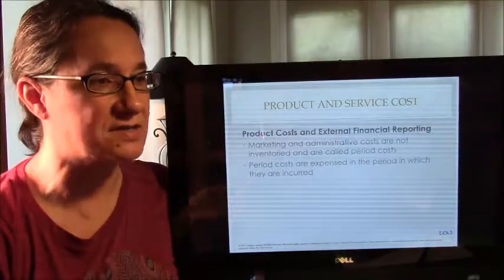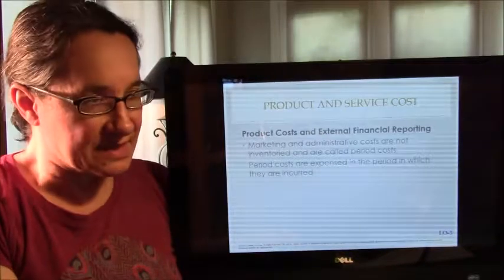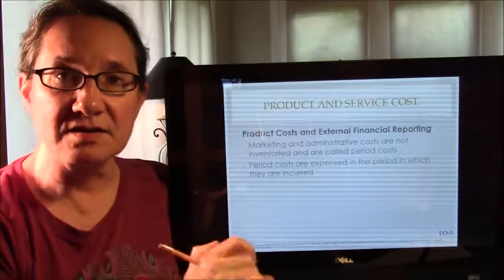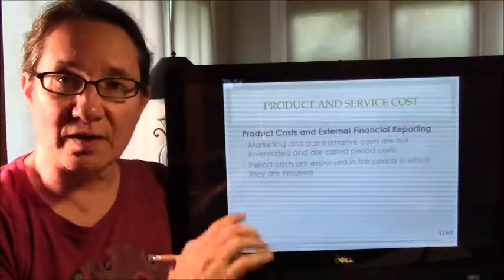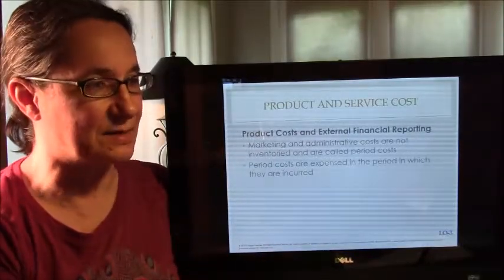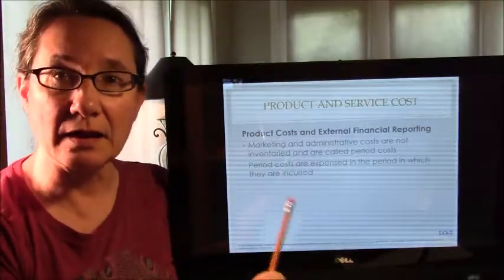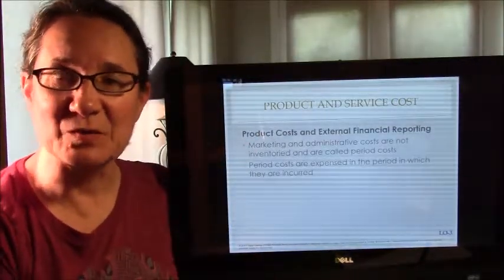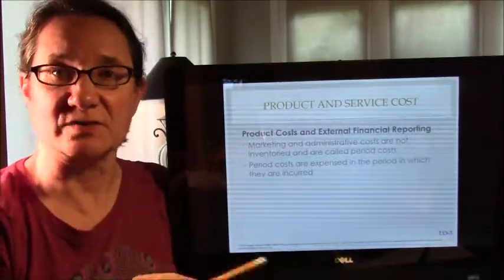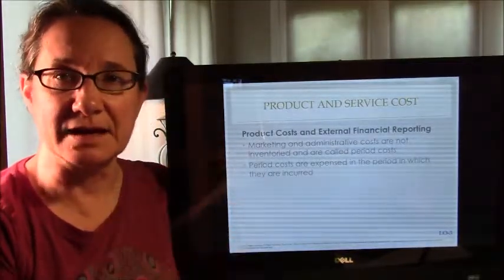So marketing costs and administrative costs, selling and admin, right? The selling and admin costs are going to be separate on the financial statements, right? So that's GAAP. You don't want to put that stuff in there and have it become cost of goods sold. So we're going to keep that separate. Period costs are expensed in the period they're incurred. So if you pay commission to a salesperson, right, you can match that up to a certain revenue and you expense it in that period. So that's why it's called a period cost. It's going on a certain period's income statement.